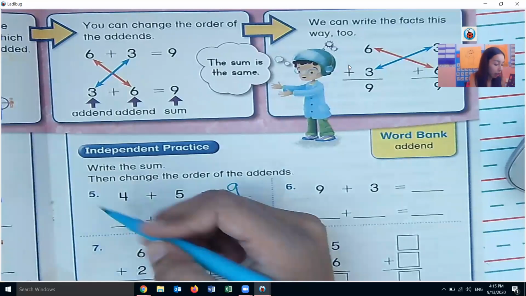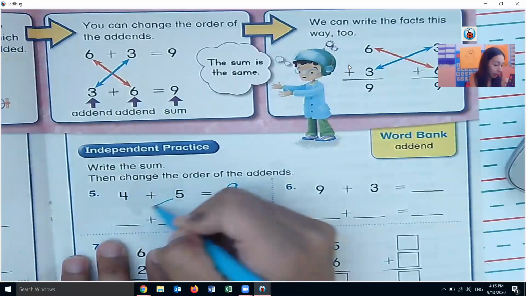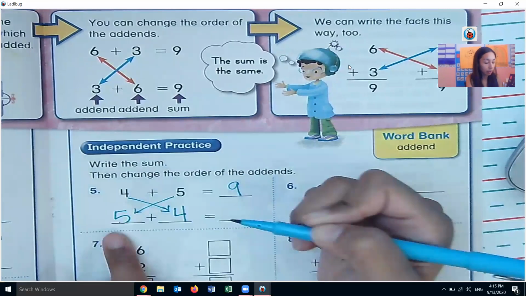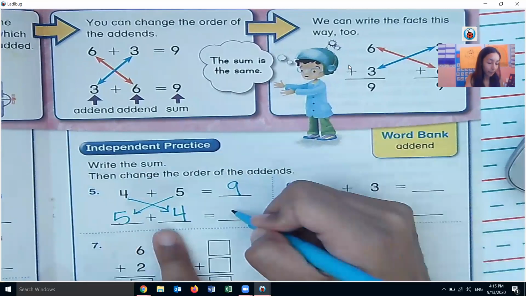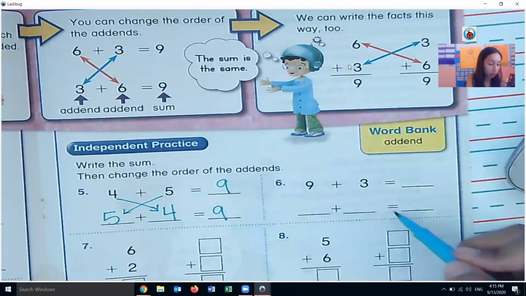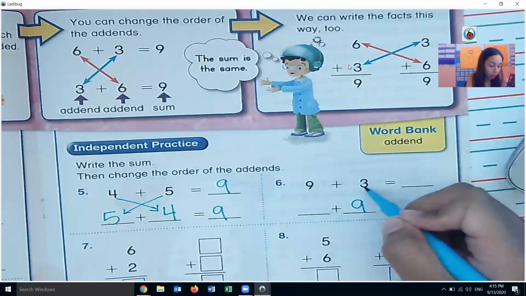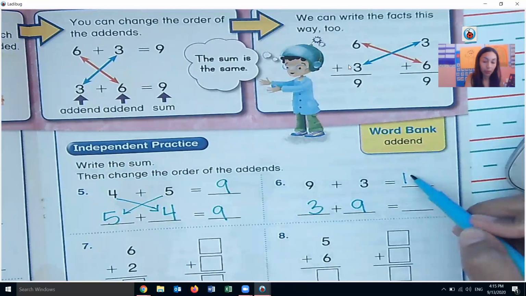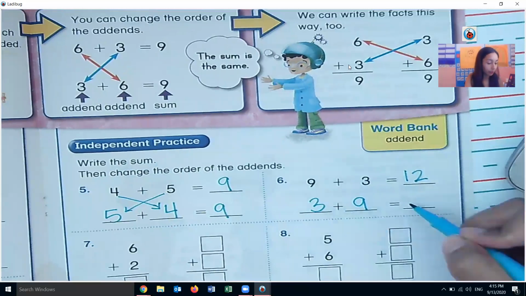So now I'm going to flip-flop. I'm going to put that there and that there. So 5 first and then 4. 5 plus 4 is 9. I'm not going to do the arrows anymore, but you'll see me just flip-flopping those. So 9, and then the 3 over here. 9 plus 3 is 12. So 3 plus 9 is also 12.